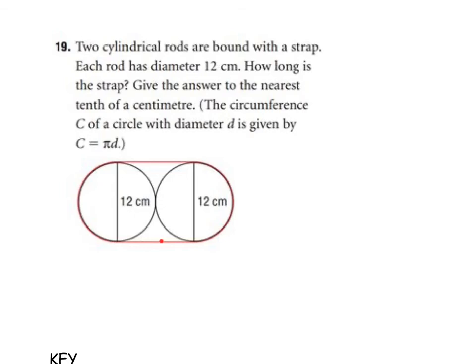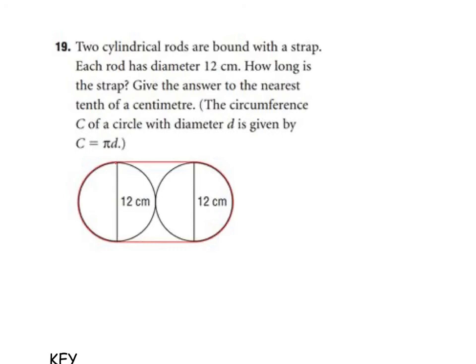So how long is this red strap, whatever it would be made out of? Give the answer to the nearest tenth. And then they give us a formula for the circumference of a circle. Remember, circumference is the distance around the circle. So we're probably going to have to use that information. So let's look at that first.